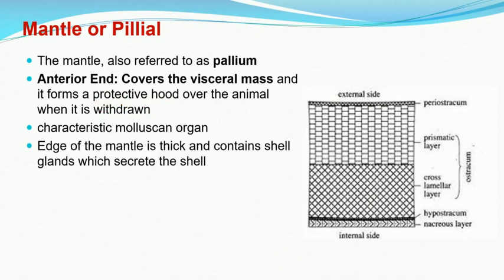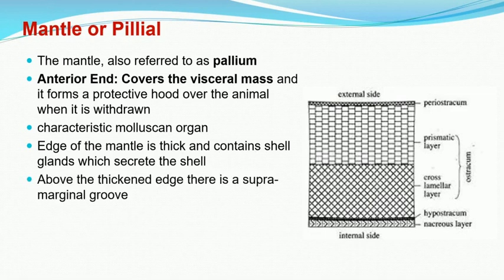Now the edge of this mantle is very thick and it contains some specialized glands. These glands are known as shell glands, which secrete the shell. In the previous lecture we discussed that the mantle is responsible for secretion of the shell. How? Because of the presence of these shell glands. After this thick edge of the mantle, there is a small marginal groove-like structure called the supramarginal groove.